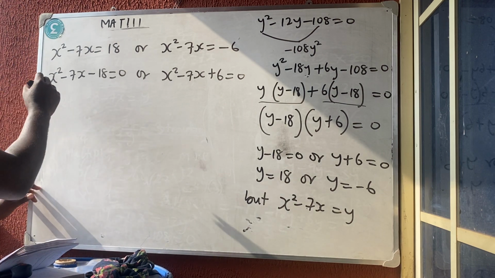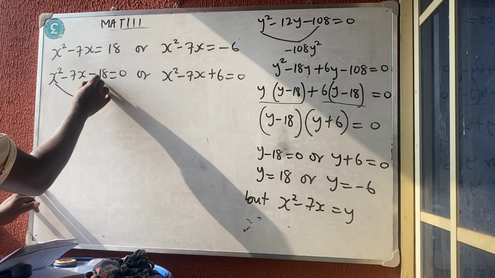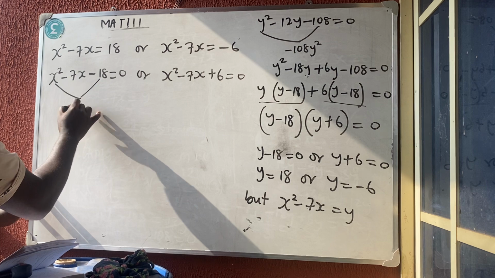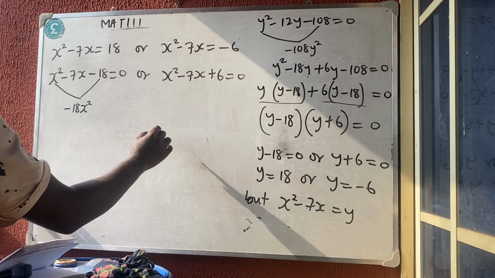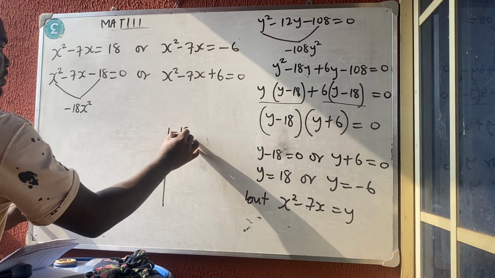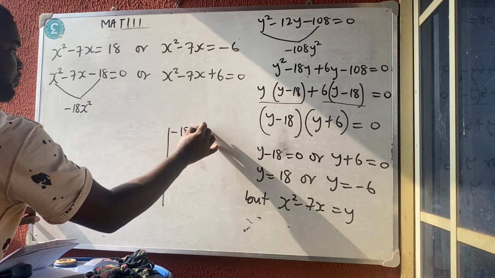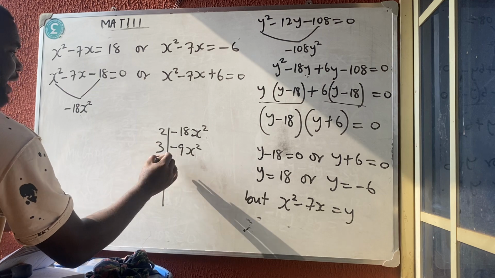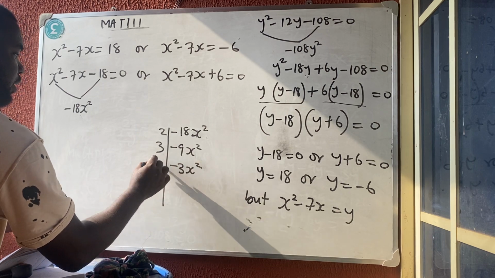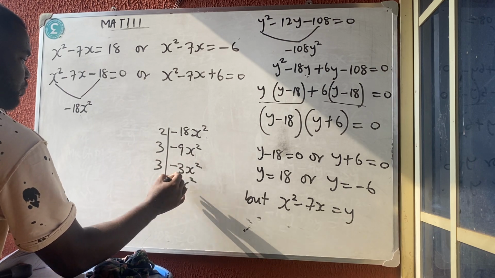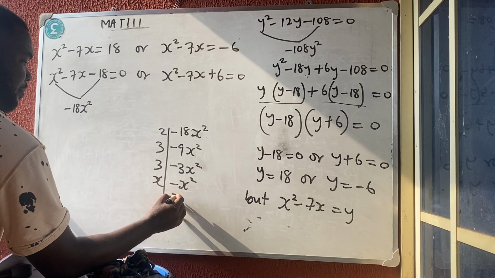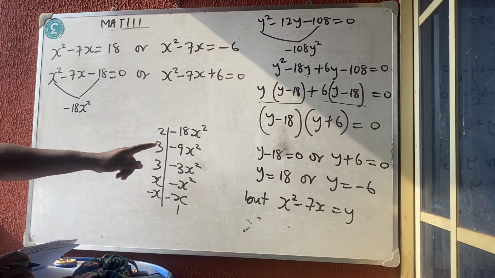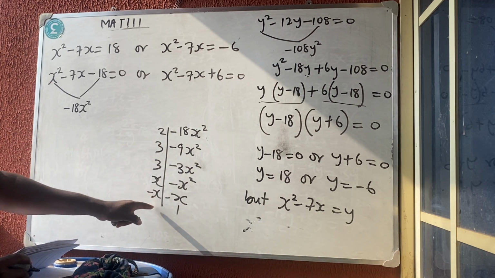So let's check. The first thing I taught you again is what? This times this, which is what? Minus 18x squared. So let's find what will work out. Minus 18x squared. 2 divided, I have what? Minus 9x squared. 3 divided, I have what? Minus 3x squared. 3 divided, I have what? Minus x squared. X divided, I have what? Minus x. And then minus x, finally 1. I told you that if it has minus, divide with minus as the last person, please.